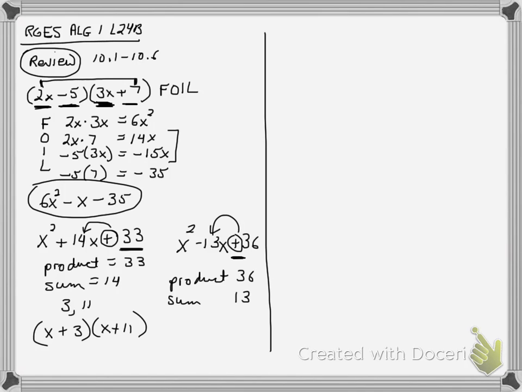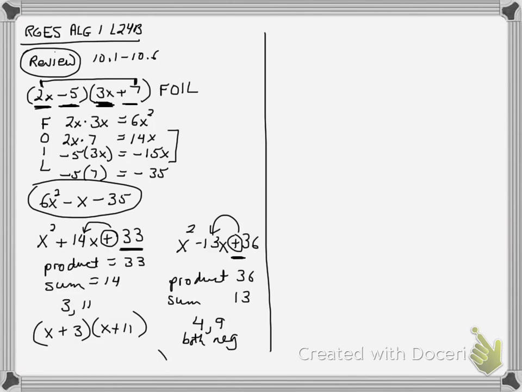So those two, let's see, 1 and 36 certainly would not work. 2 and 18 does not work. I'm looking for a sum. 3 and 12 is 15. That would not work. 4 and 9 are my values. See how that works? And they must both be negative.